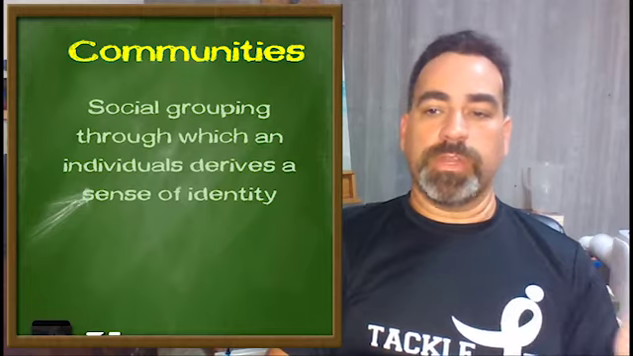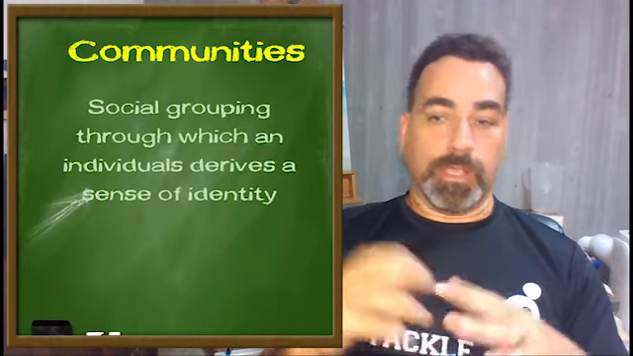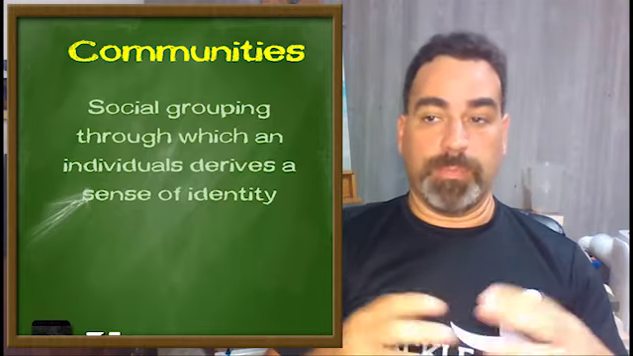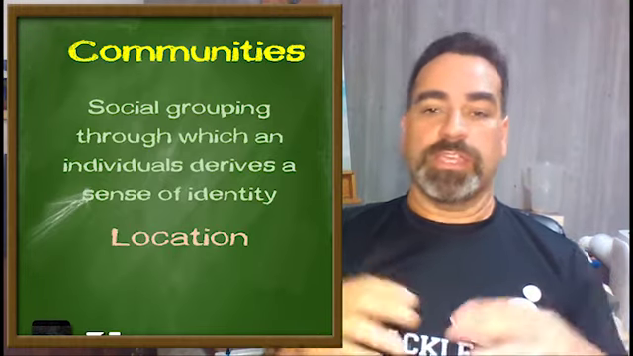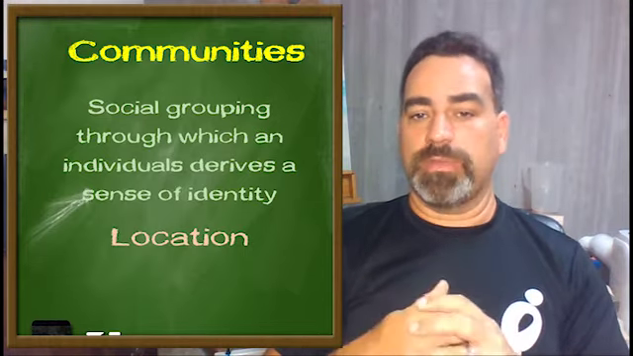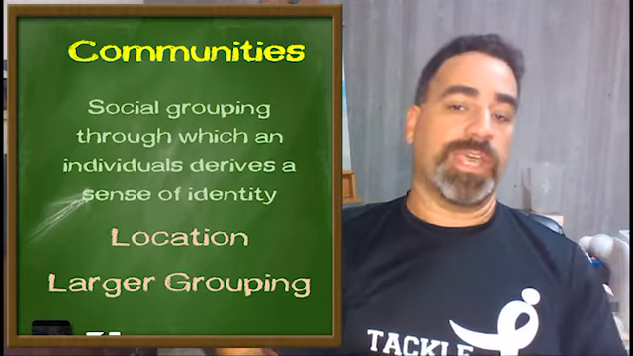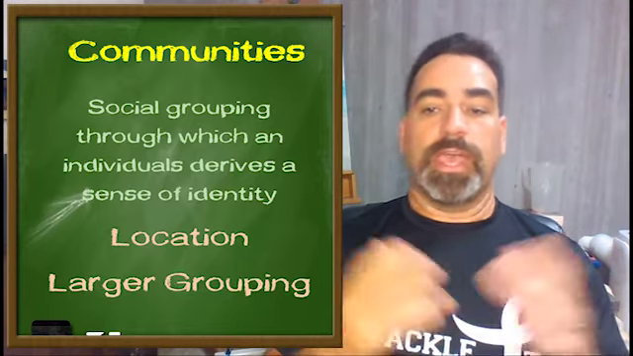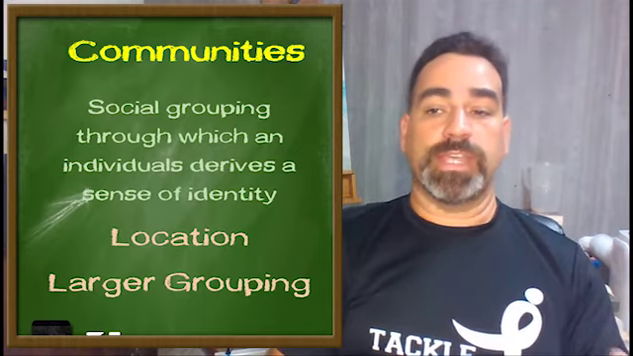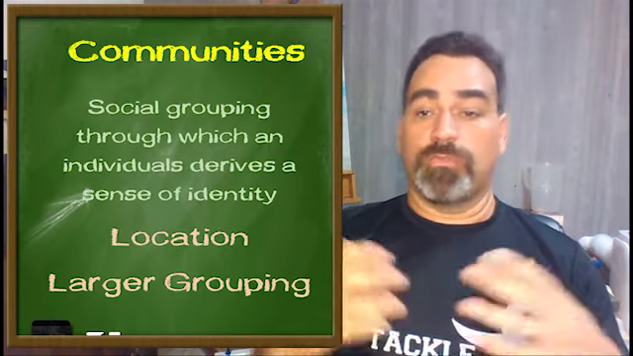A final feature of society is communities. Communities are social groups through which an individual derives a sense of identity. A community may be based on locality. People who live in, say, Queens, share an identity and fellowship with others who live in Queens. That's a community. A community may also be a reference to a larger social category, such as a profession or social movement. As a sociologist, I derive a sense of identity and recognition among other sociologists. Mets fans form a community among sports lovers.